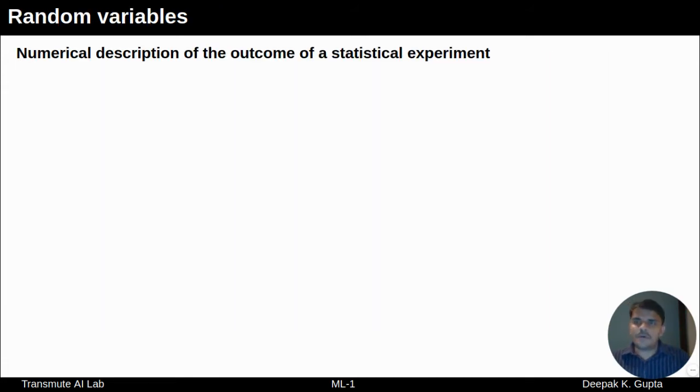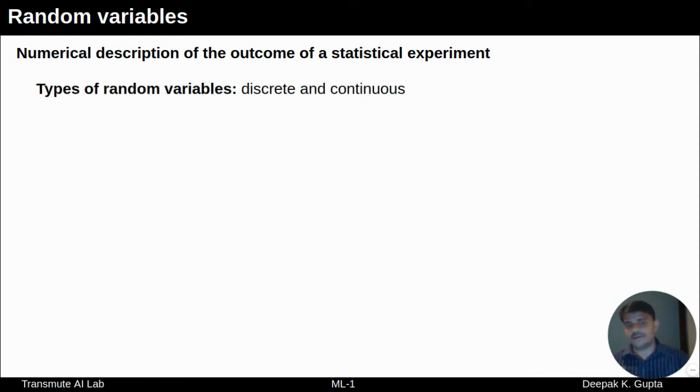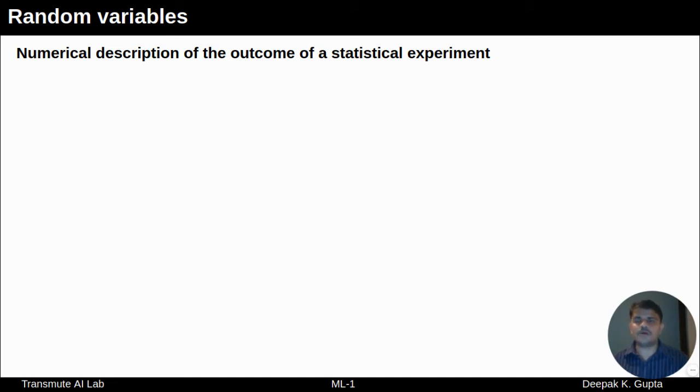Now, another important concept that comes as soon as you start dealing with probability is random variables. What is a random variable? A random variable is used for numerical description of the outcome of a statistical experiment. Let's say we have an experiment of flipping a coin. Then the random variable in this case is the result that we see on the coin. It can be a head or it can be a tail. Similarly, if we are throwing a dice, the outcome of the dice is a random variable.